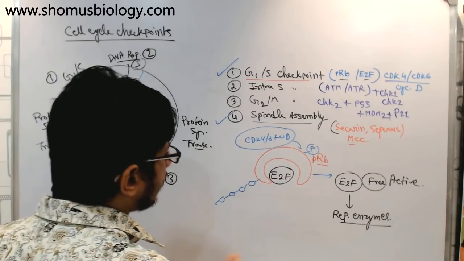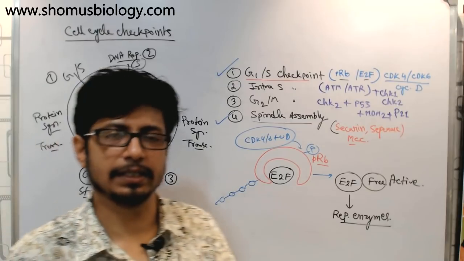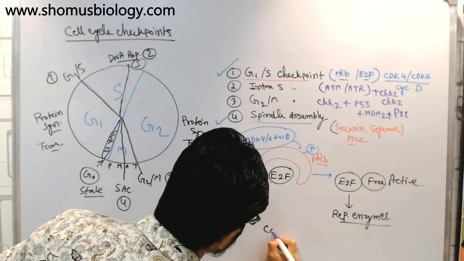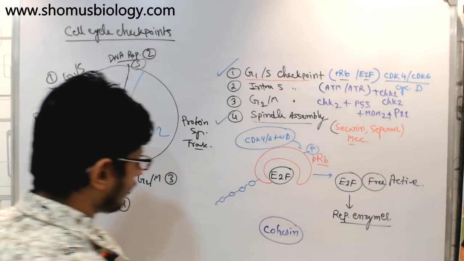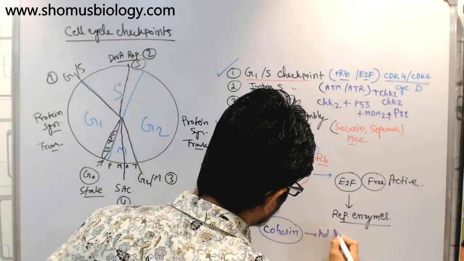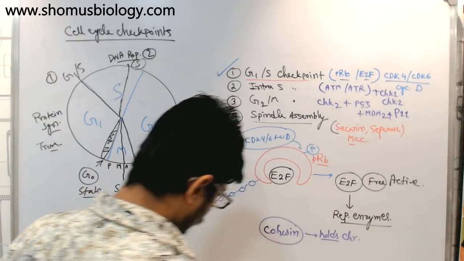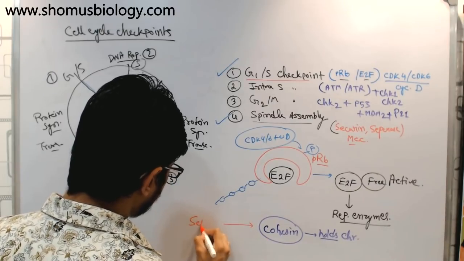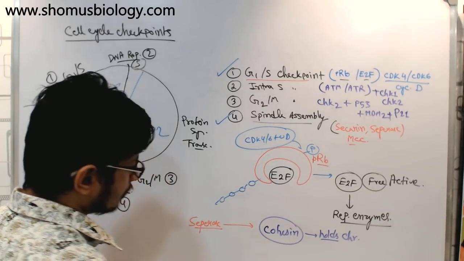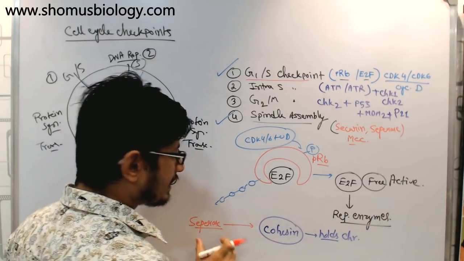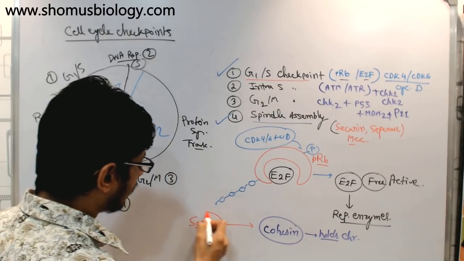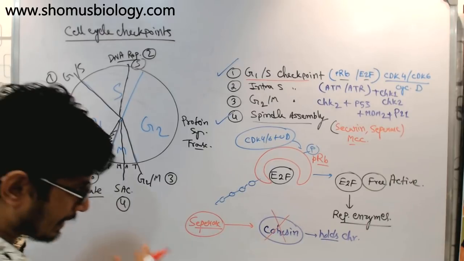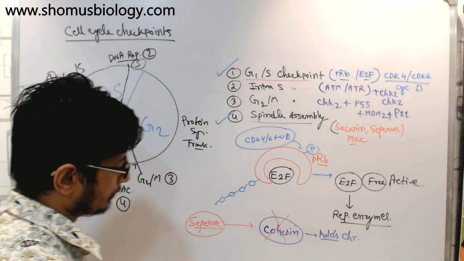So in the spindle assembly checkpoint, let me draw very simple things again. Remember, cohesins are there that hold the sister chromatids together at the kinetochore, right? This cohesin holds the chromatids. Now this cohesin can be degraded by an enzyme known as separase, because it separates sister chromatids. So separase is an enzyme that destroys cohesin. As a result, sister chromatids will be segregated.